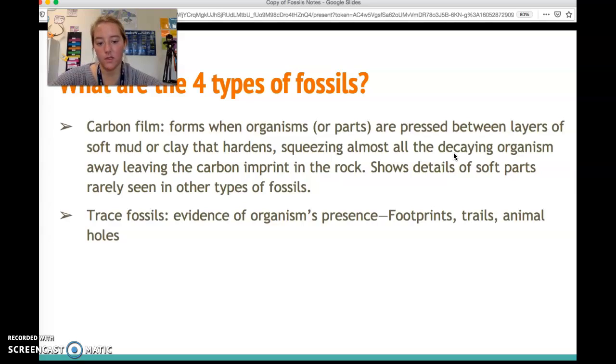So these form when an organism or parts are pressed between layers of soft mud or clay that harden, squeezing almost all the decaying organism away, leaving the carbon imprint in the rock. This shows details of soft parts rarely seen in other types of fossils, so this is pretty cool and pretty rare.